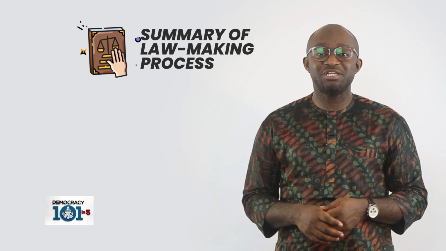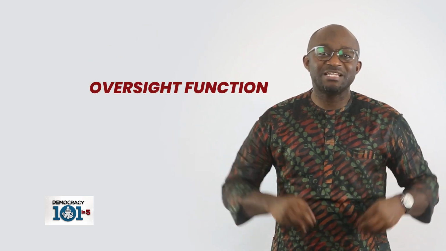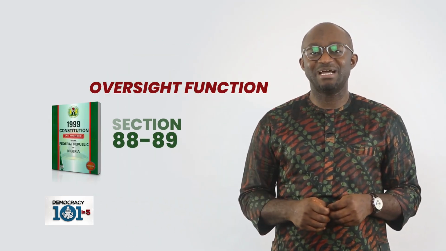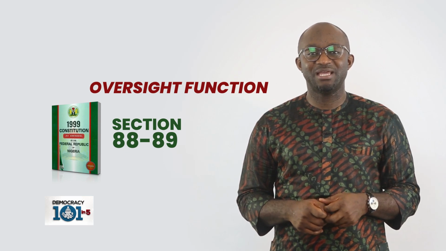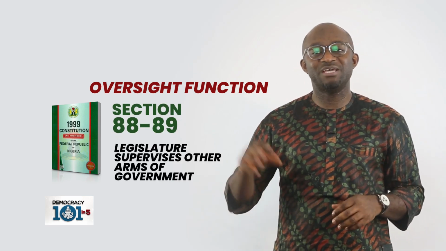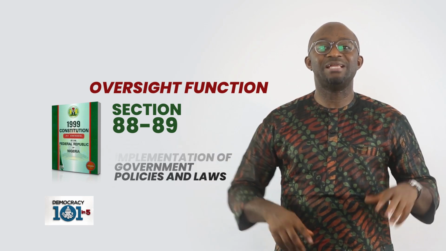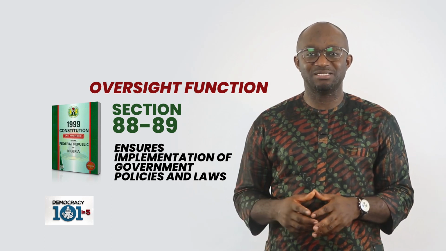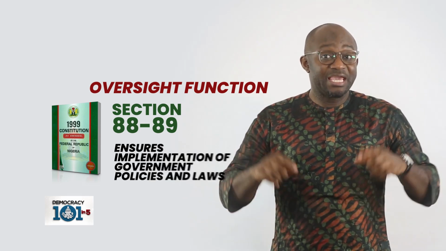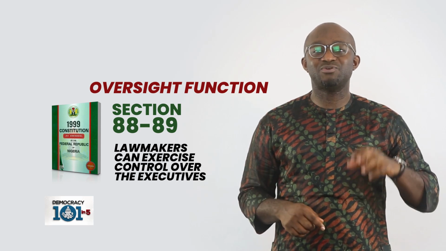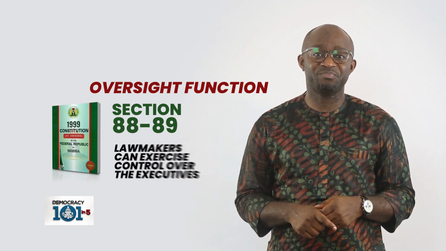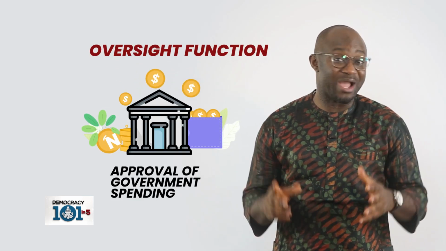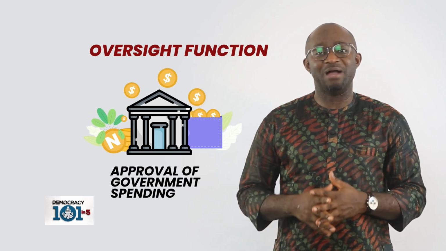Another key function of the legislature is the oversight function. The legislature has oversight powers backed by Sections 88 and 89 of the Constitution as amended. The legislature is empowered to supervise other arms of government to ensure that they implement government policies and programs as contained in laws passed by the National Assembly. Equally, the legislature has the power to exercise control over the executive. Now, every spending of government must be approved by the legislature. This is why the legislature is also a powerful arm of government.